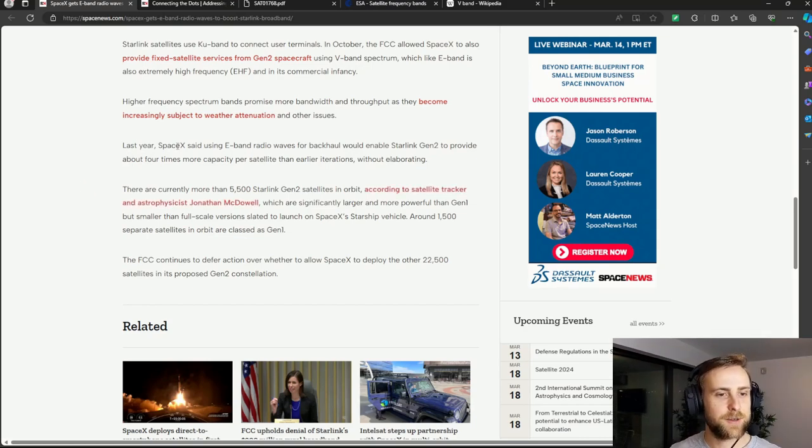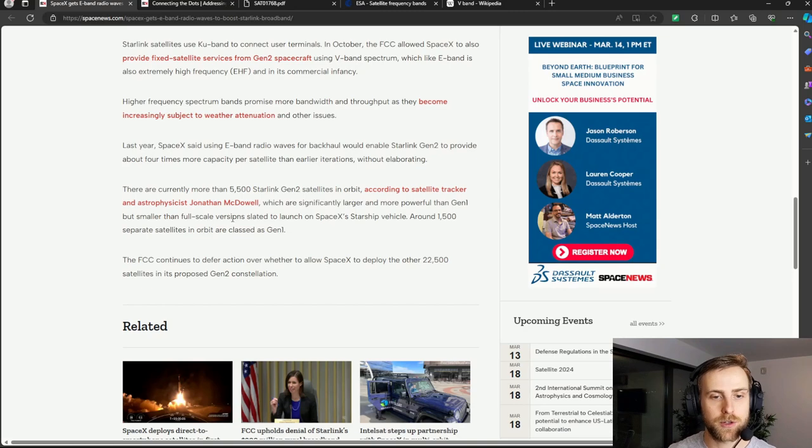Anyway, last year SpaceX said using E-band radio waves for backhaul would enable Starlink Gen 2 to provide about 4 times more capacity per satellite than earlier iterations. There are currently more than 5,500 Starlink Gen 2 satellites in orbit. Wow. So they have just under 5,000 Gen 1s and over 5,000 Gen 2s already in orbit, according to satellite tracker and astrophysicist Jonathan McDowell.